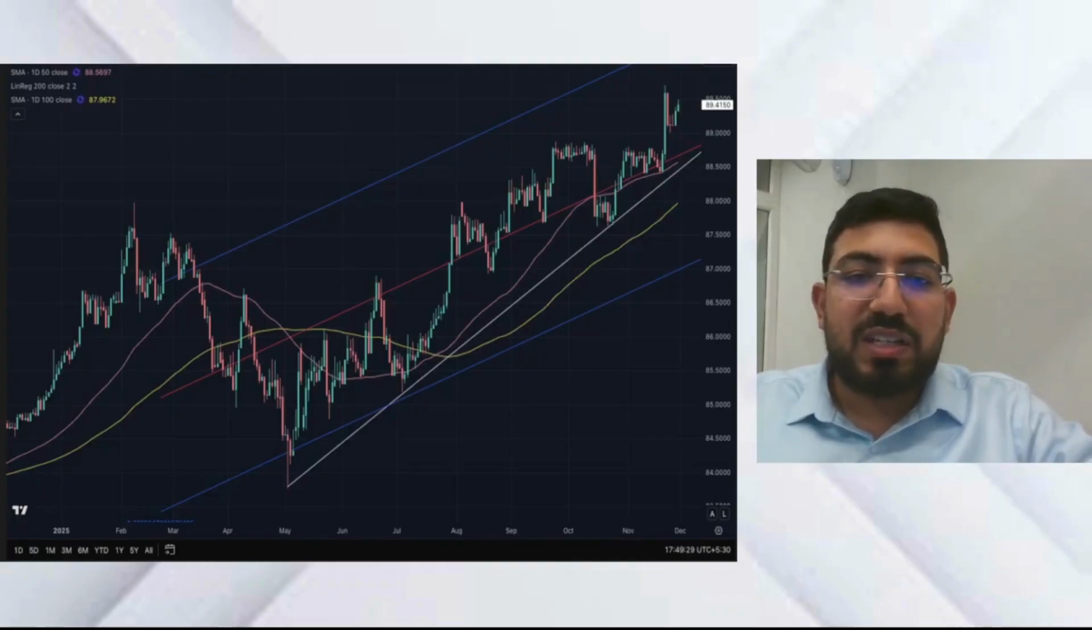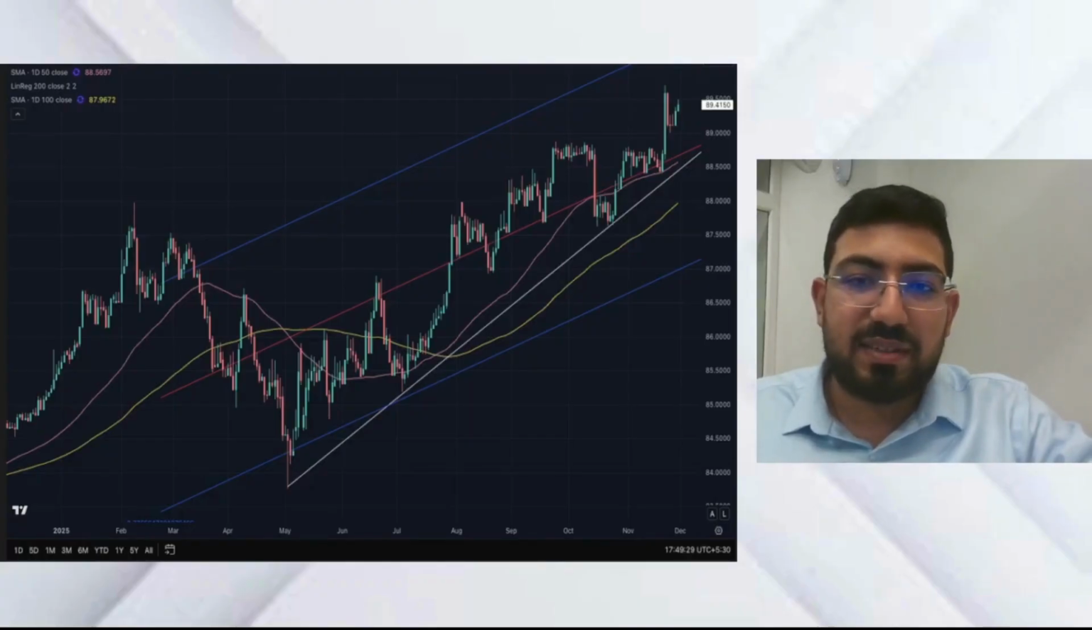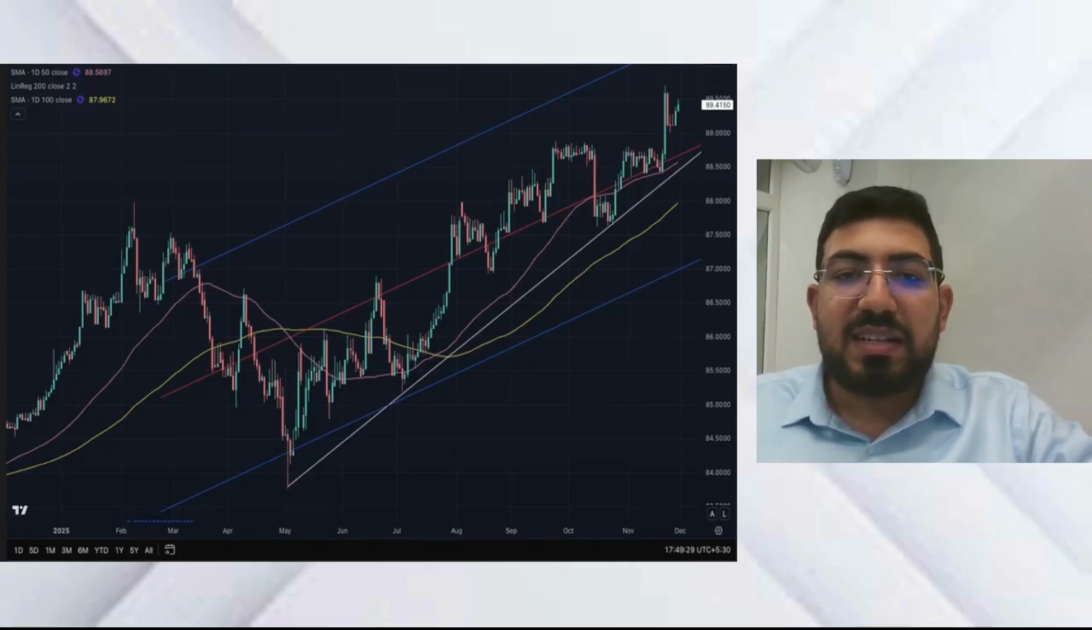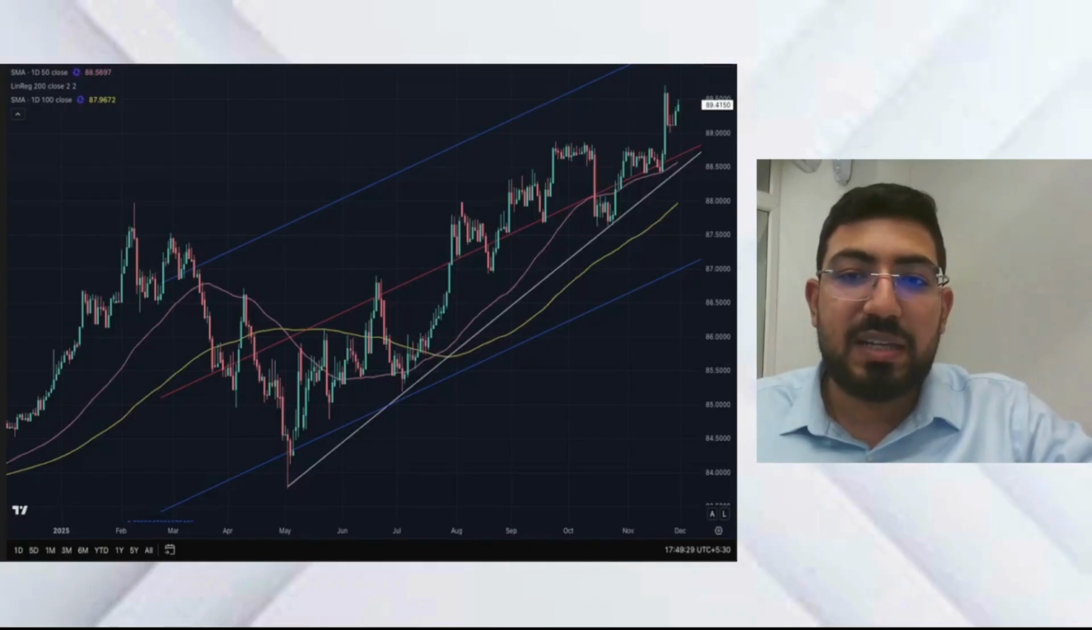Even if we take a look at the onshore chart, dollar rupee is very firmly holding above its key moving averages. The 50-day moving average comes close to the 88.57 levels, whereas the 100-day simple moving average comes close to 87.96 levels. The price action remains in the upper half of this bullish channel, indicating sustained momentum and consistent buying on every dip.